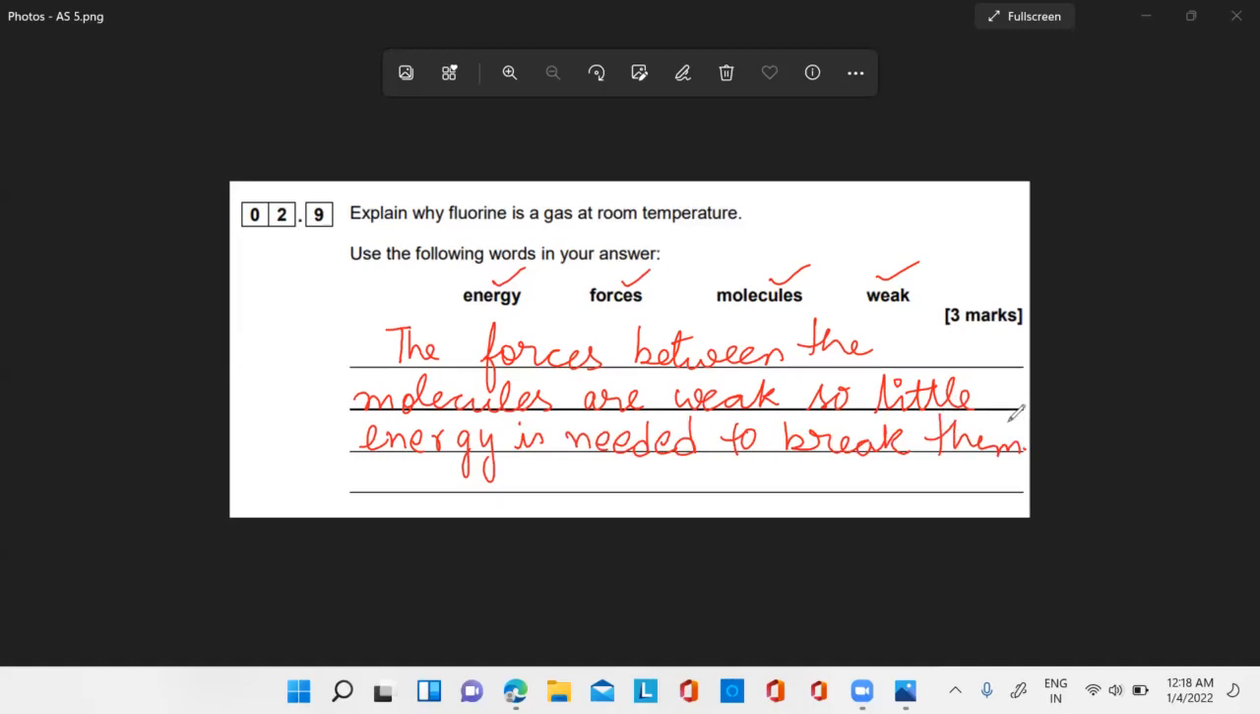So over here, we have used the word forces. We have also used the word molecule. We have also used the word weak. And we have also used the word energy.